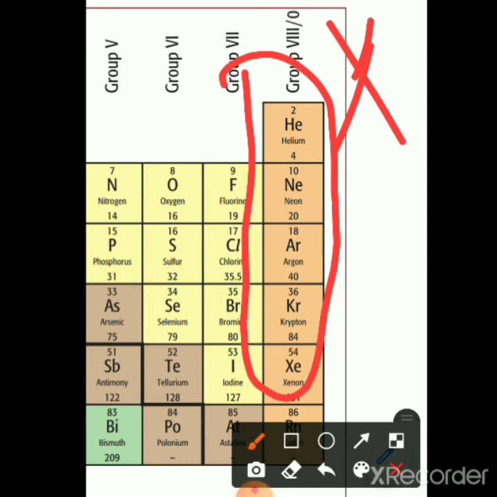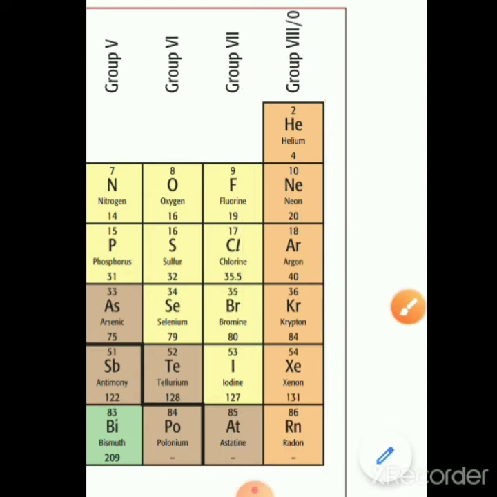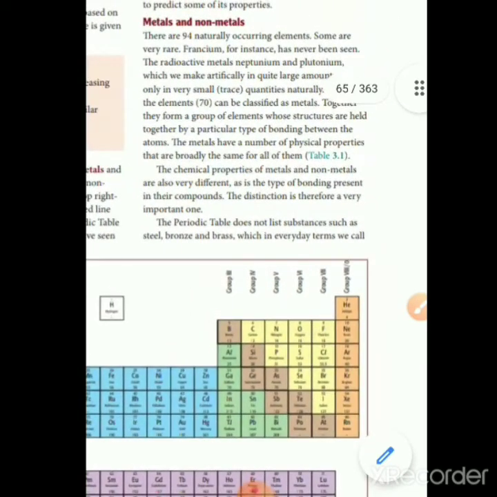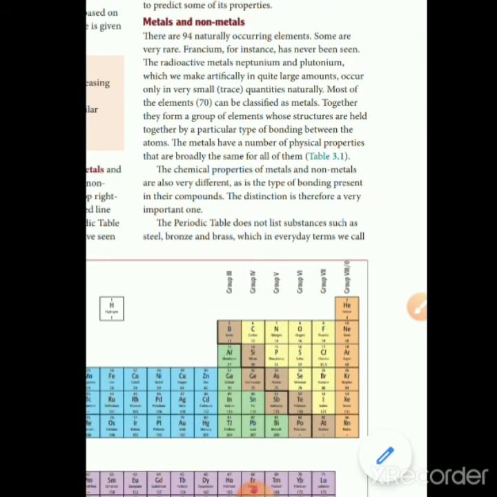Now back to the noble gases. When it comes to the noble gases, they are not going to react with anything else because they are in the stable form. They are known for having their outermost shell fulfilled, and when their outermost shell is fully filled, they are not demanding electrons from anything else. So that is why they are stable.